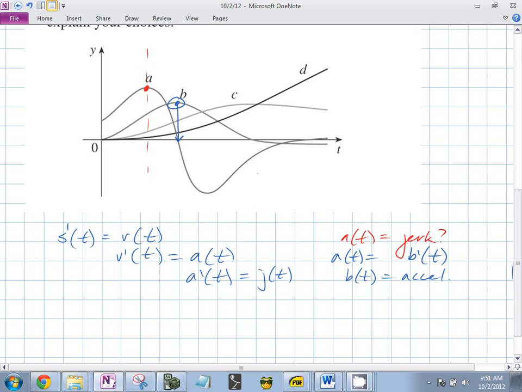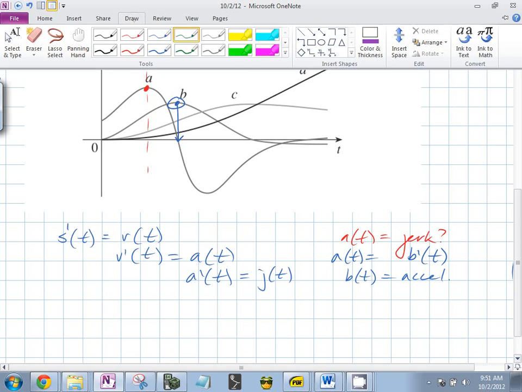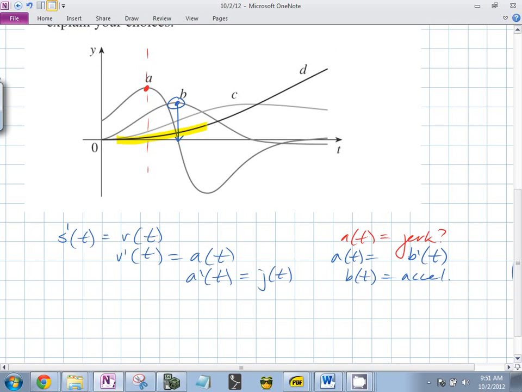Well, we found the jerk and the acceleration, so what's left, C or D, needs to be the position and velocity. So the derivative of C or D needs to be B. Let's just look at D, for example. What's the slope of D? The slope of D is always positive.